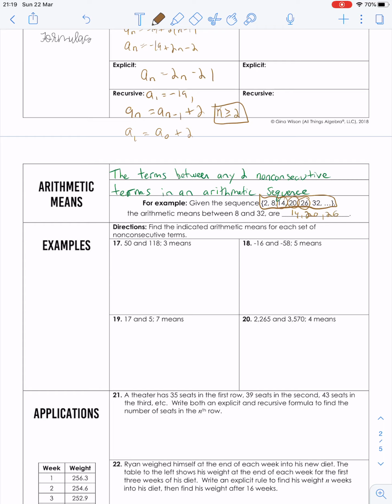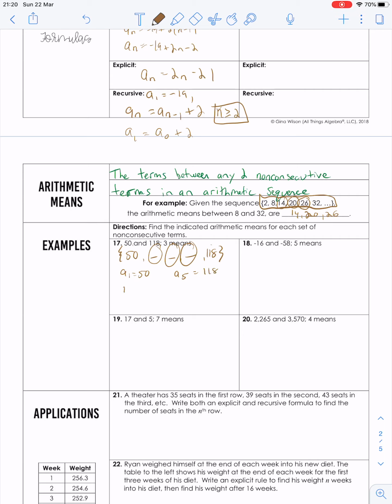So for example, we have 50 and 118, and there's 3 means between them. We need to find the indicated arithmetic means for each set of the non-consecutive terms. So what that means is we have our 50, and then we have 3 means, and then we have 118. We need to find these. Oh boy, which means we need to find our d. So here we go. We have our a1, that is 50. We have a5, so 1, 2, 3, 4, 5. Yeah, a5 is 118.